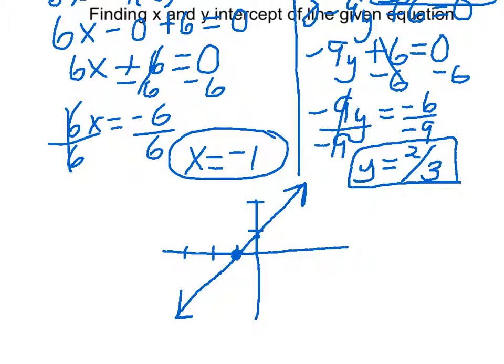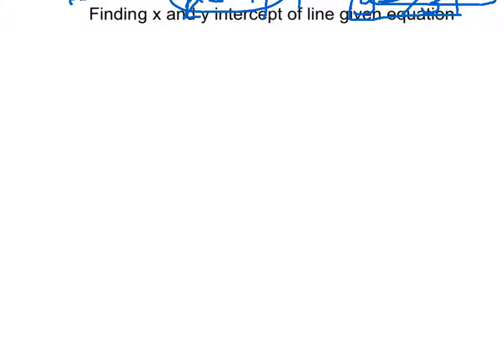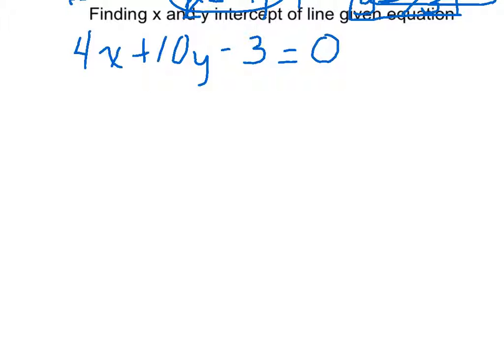Alright, one last problem. I want you to try this. Actually, what I want you to do this time is copy it down in your notebook, hit pause, and work it all out in your notes, and then come back and hit play and see if you got the same answer that I got. Alright, so let's say that our equation is 4x plus 10y minus 3 equals 0. I want you to find the x-intercept and the y-intercept for that equation. So hit pause and go do it.